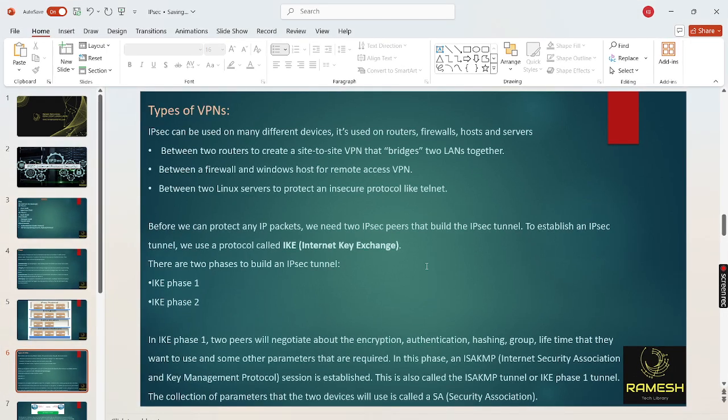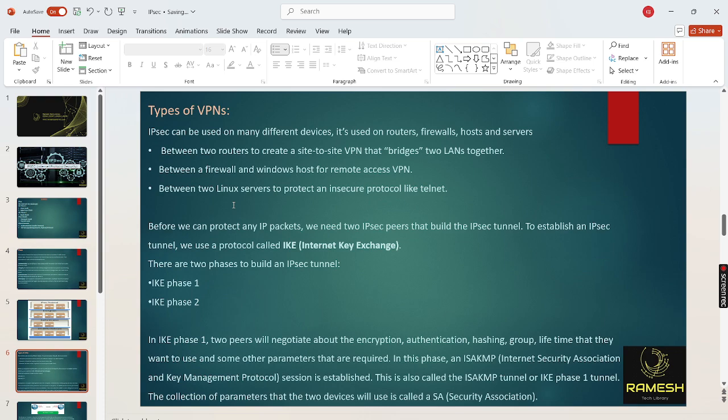And if we see this, these are the types of VPN. We have site-to-site and remote site. And in IPsec we have two phases, where we can protect IP packets using these phases.